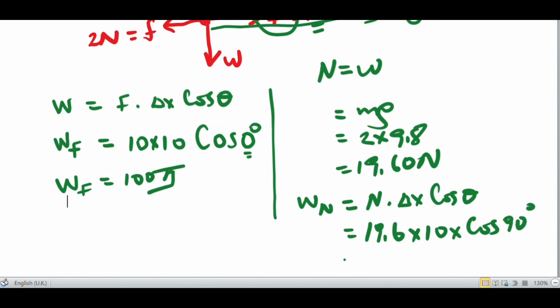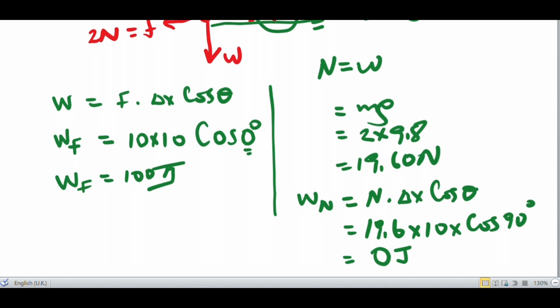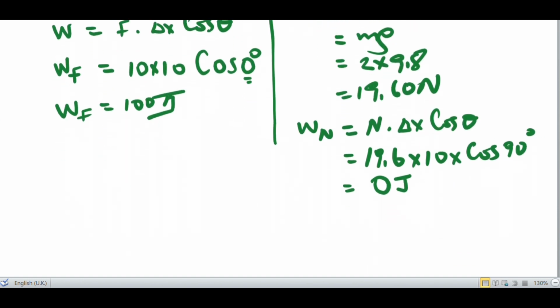Now if you press the calculator, you are going to get 0 joules, which means the normal force does no work. There is no need to calculate it, because the definition of the normal force says it is a force or a component of force that a surface exerts on an object in contact with it and acts perpendicular, which means the angle will always be 90 degrees.